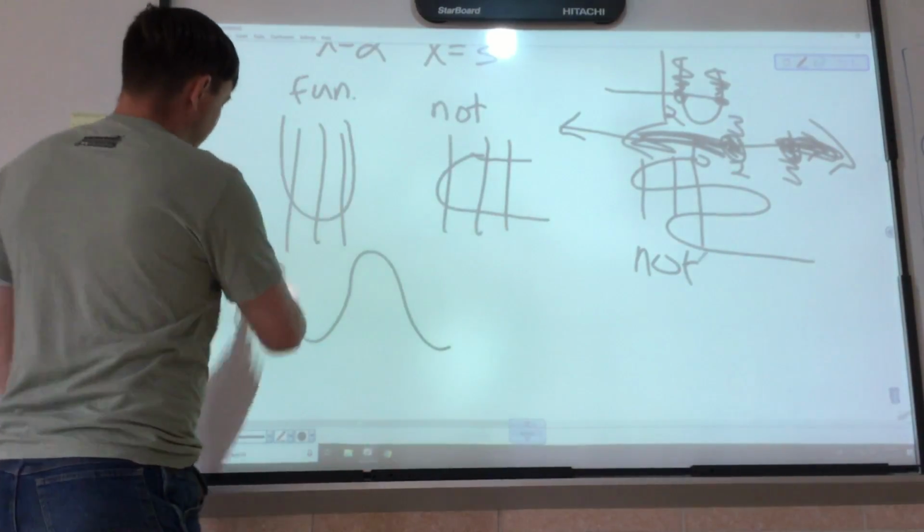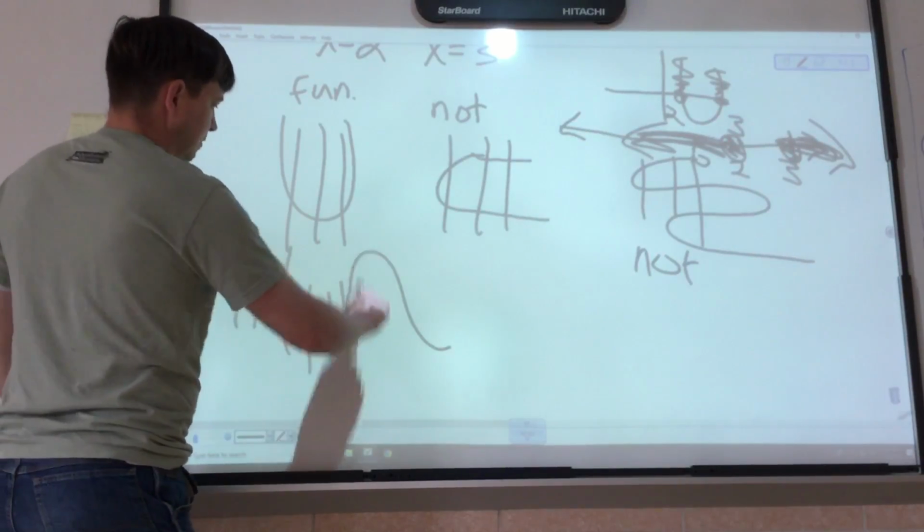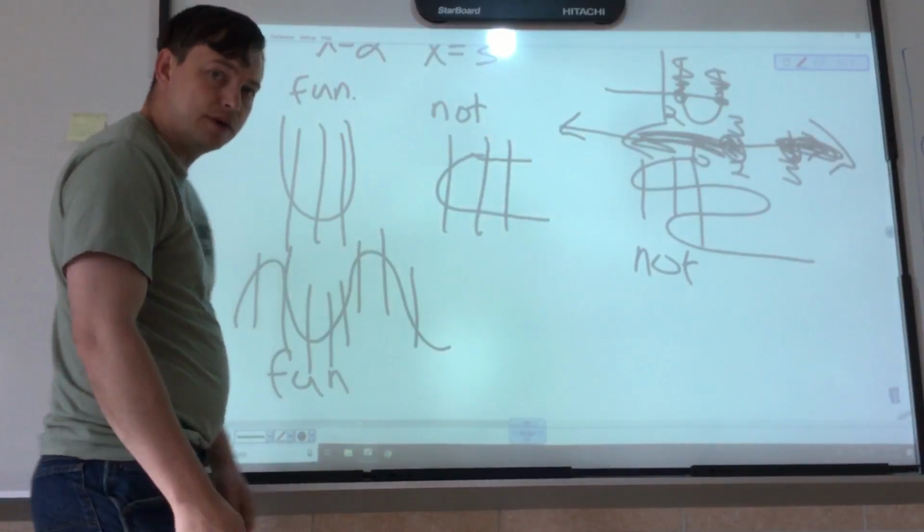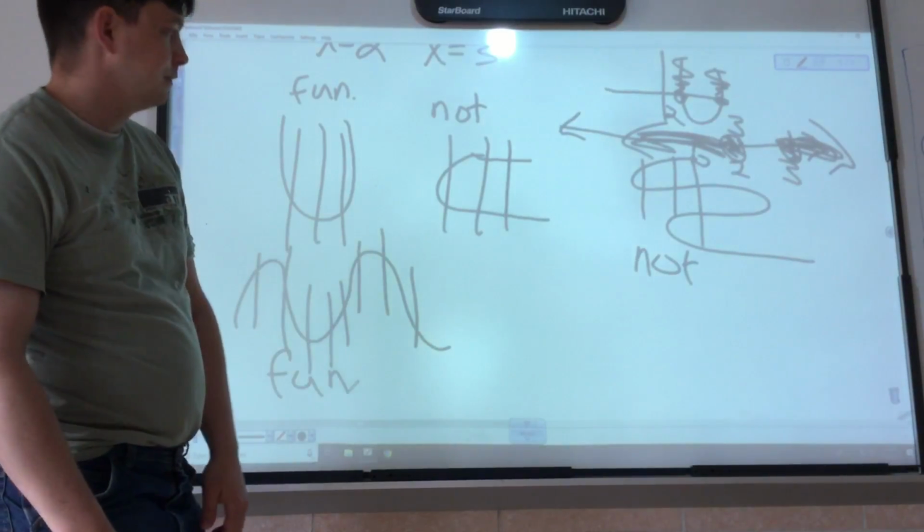And then this one, when I look at it, is only hitting in one spot no matter where I draw the line, so this one's a function. So when you guys are doing that, that would be what to do to tell if it's a function or not.